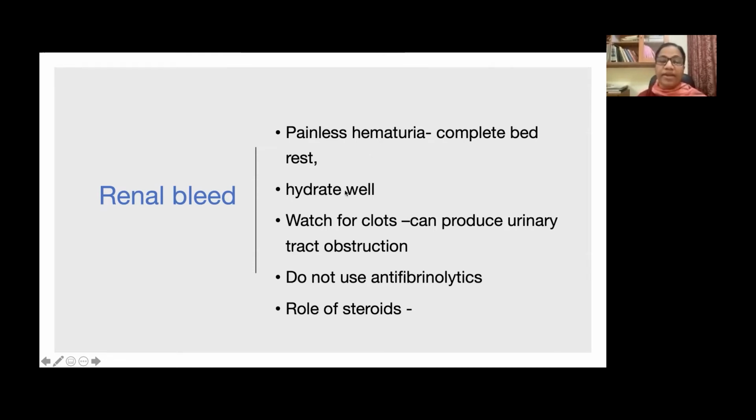So we have to hydrate the patient well. Along with the factor, you have to admit, and IV fluids are recommended. Watch for clots, which can produce urinary tract obstruction also. That is why tranexamic acid is contraindicated in case of a renal bleed, hematuria. So tranexamic acid should not be given, and a short course of steroids is recommended. We can give oral prednisolone for 2 to 3 days in case of hematuria. But most important is hydration of the patient.